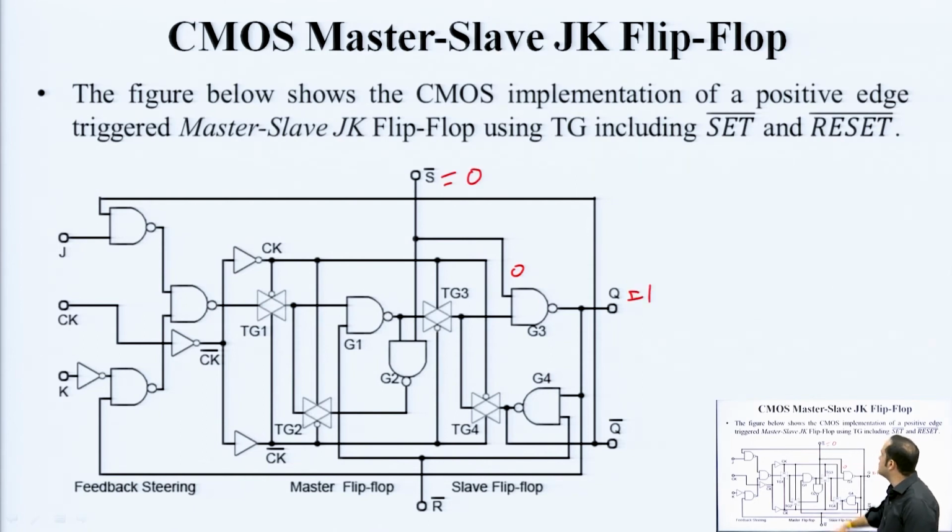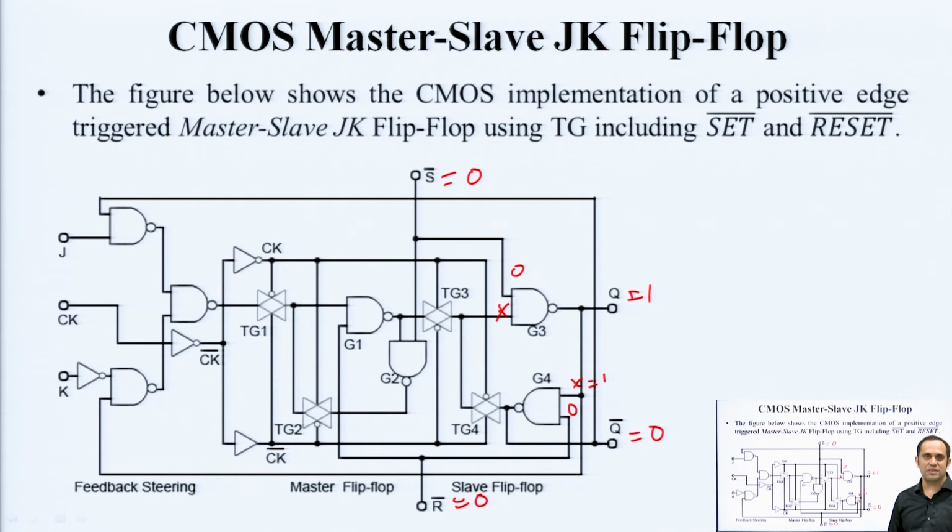Suppose S bar is 0, it goes to a NAND gate. If one of the inputs of a NAND gate is 0, it always gives 1 irrespective of whatever is at the other input. So, this is going to be X, do not care. So, this is going to set your output. And if R bar, or reset bar, is equal to 0, one of the inputs of G4 goes 0, and it does not matter what is at the other input. Now, we know that 1 is coming here, so the output of this NAND gate is going to be 0. So, this is how you can overwrite.